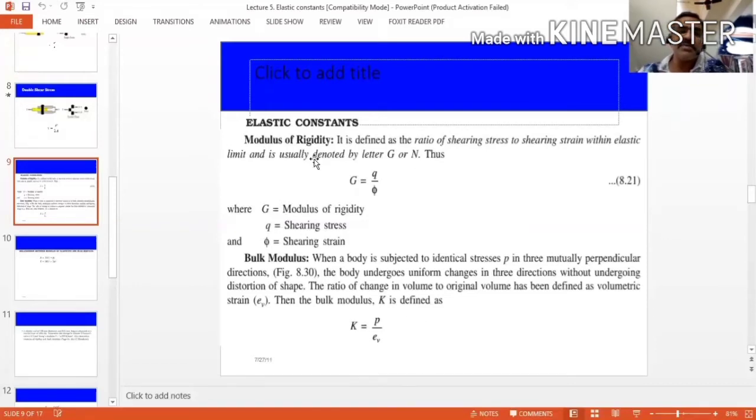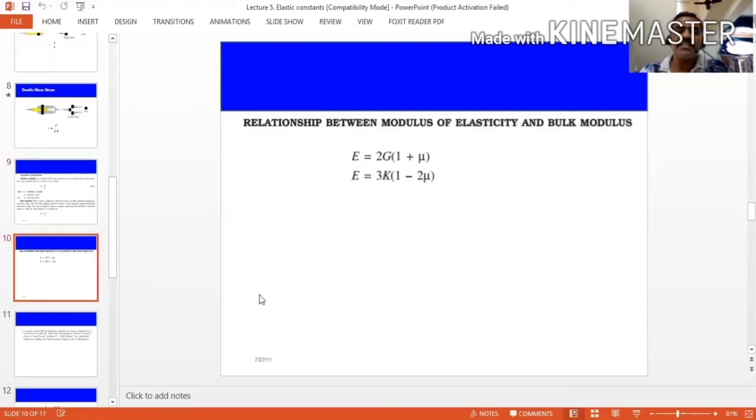Now we have a relation between all these three. The relation between Young's modulus and modulus of rigidity: G is denoted by modulus of rigidity, mu is Poisson's ratio. Young's modulus E is equal to 2G into 1 plus mu. The relation between Young's modulus and bulk modulus is E equal to 3K into 1 minus 2 mu.